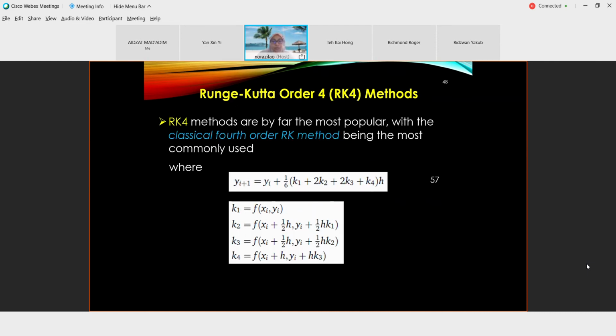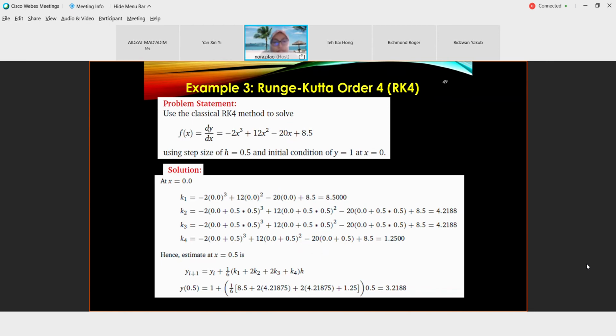Okay. So this is the last order for Runge-Kutta that I need to teach you. So this is fourth order Runge-Kutta. In general, after they derive, the equation is yi plus 1 equal yi plus 1 over 6 multiply k1 plus 2k2 plus 2k3 plus k4 multiply h. So they also have specific k1 value, k2, k3, k4. You just need to apply this equation same as what we have done for example 2, second order Runge-Kutta.